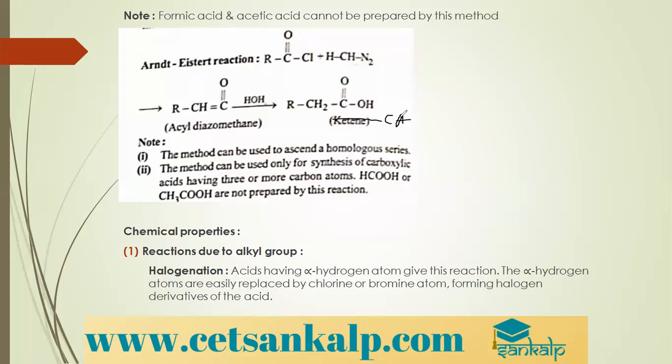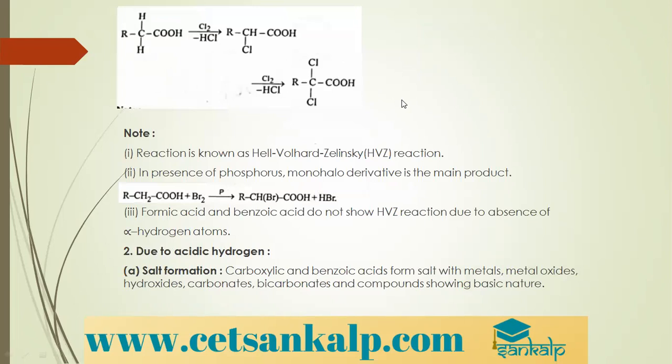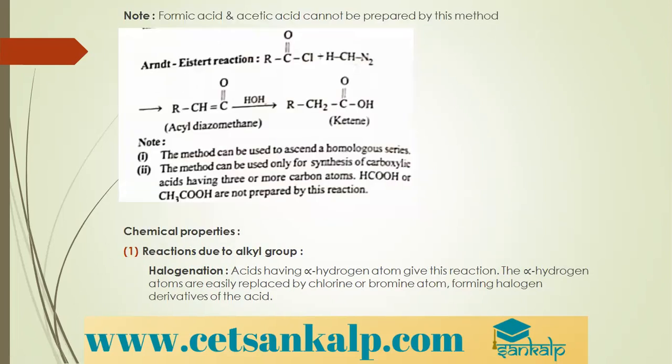This method is used to ascend the homologous series, to increase the homologous series. The method can be used only for synthesis of carboxylic acids having three or more carbon atoms. That means you cannot prepare formic acid and acetic acid by this method, right? Okay. So these are some of the few methods of preparation of carboxylic acids.